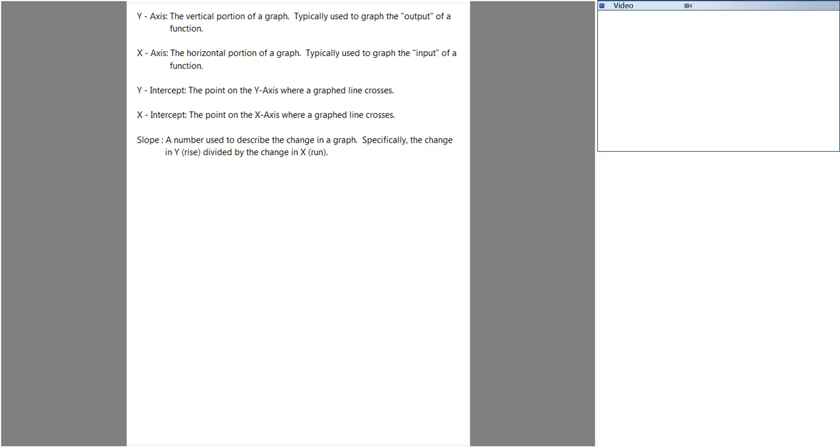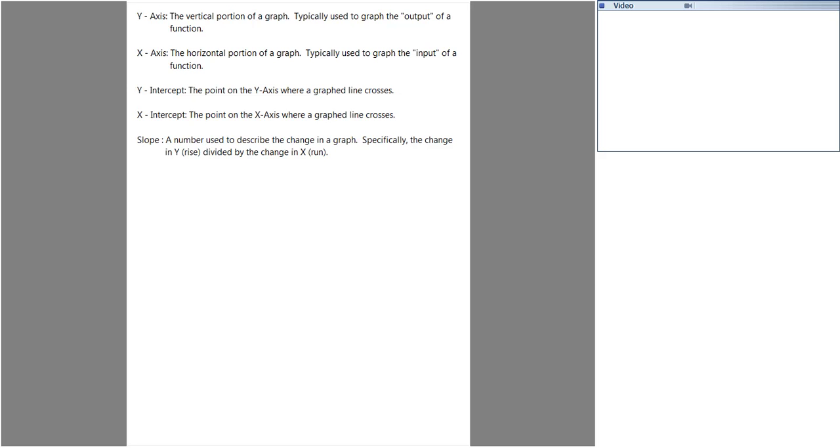So the thing that you would count, your x-axis, would be the number of hours that you worked. And then you would take that number of hours and multiply it times your pay, and you would add whatever kind of base pay you might have. If you have a sales job and you get commissions or something, you would add that, and then you would get the output, which is what you would put on the y-axis. And it's the vertical portion of your graph. And again, it's typically used to graph the output of a function.